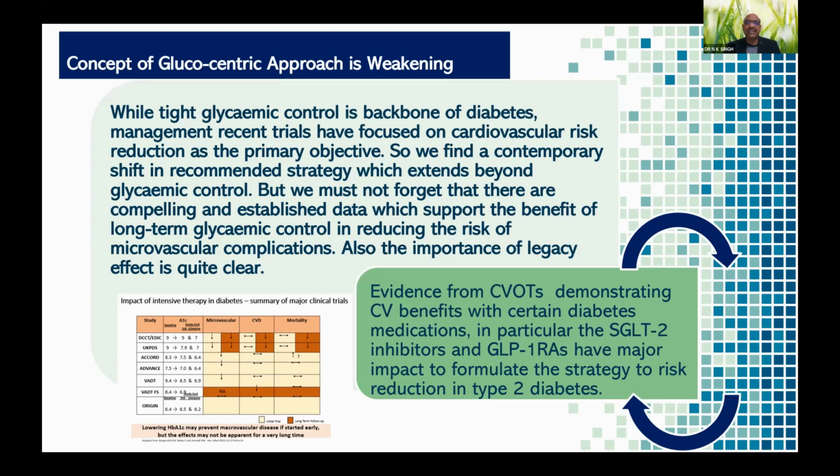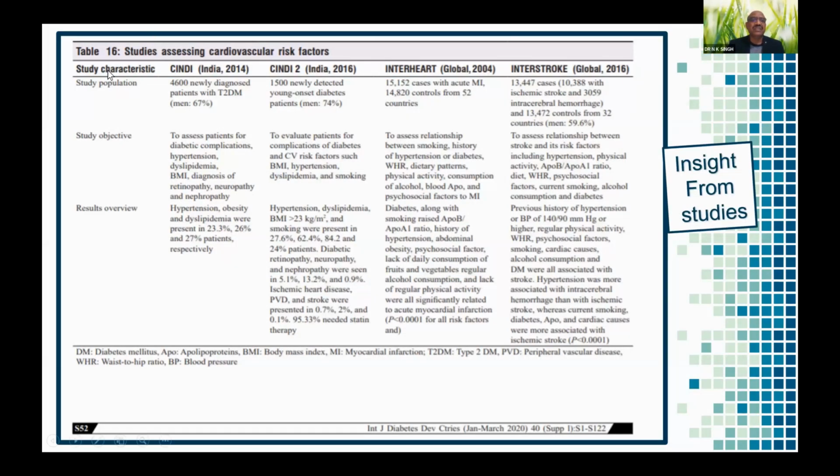But we are also aware that evidence from the CVOTs today demonstrates CV benefits with certain diabetes medications, in particular the SGLT2 inhibitors and GLP-1 RAs. They have a major impact in formulating the strategy for risk reduction in type 2 diabetes. These are studies like the Sing India study in 2014, again Sing 2, and the older global ones, INTERHEART and INTERSTROKE. If you review the results, you can see the main risk factors which cause MI or cardiac problems, such as hypertension, obesity, and dyslipidemia. So according to all the data, we have formulated the main risk factors.